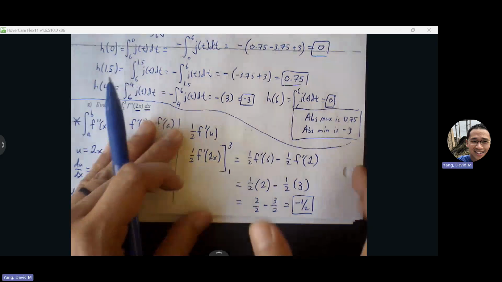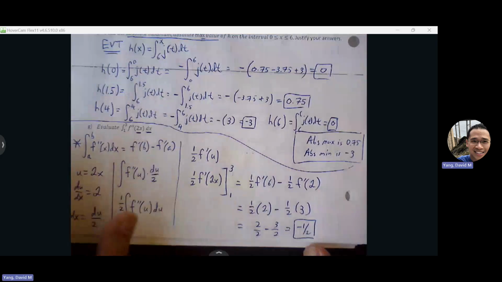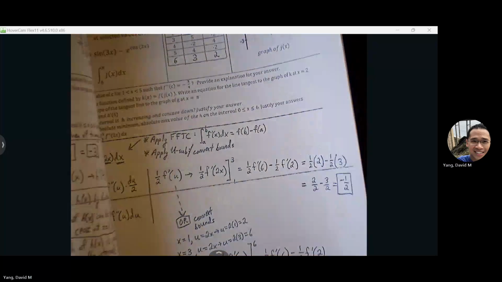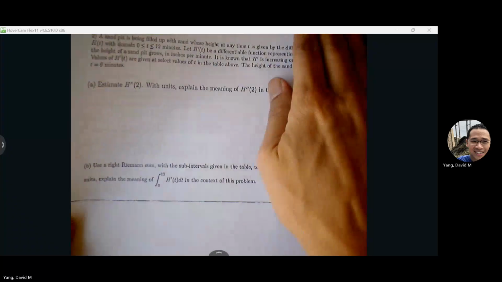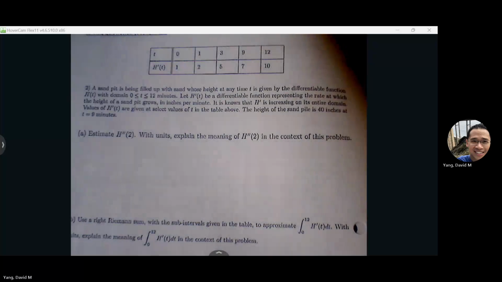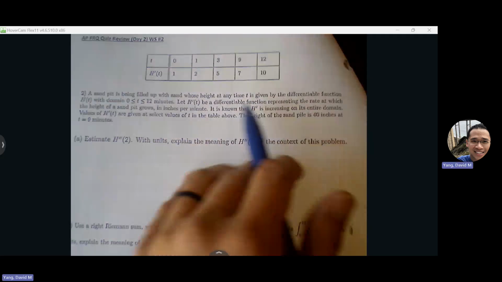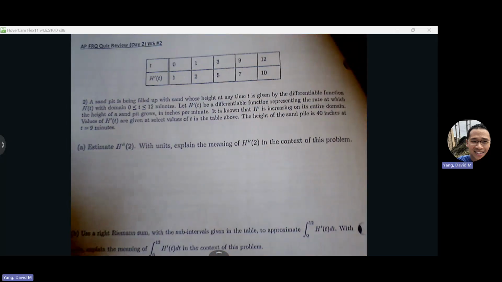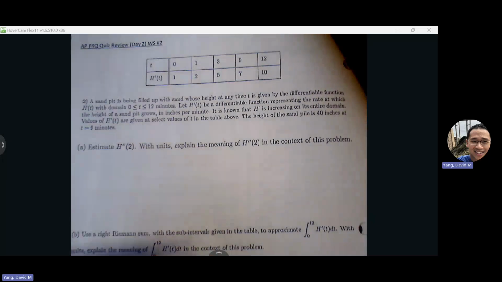Okay, let's continue. We have a little bit of time here. So let's go to page 15. Or sorry, 16. This is more table. This is more Riemann sums, but this is good too since we're going to have to do Riemann sums for our FRQ quiz that's coming up. Not this next one, but the one after.